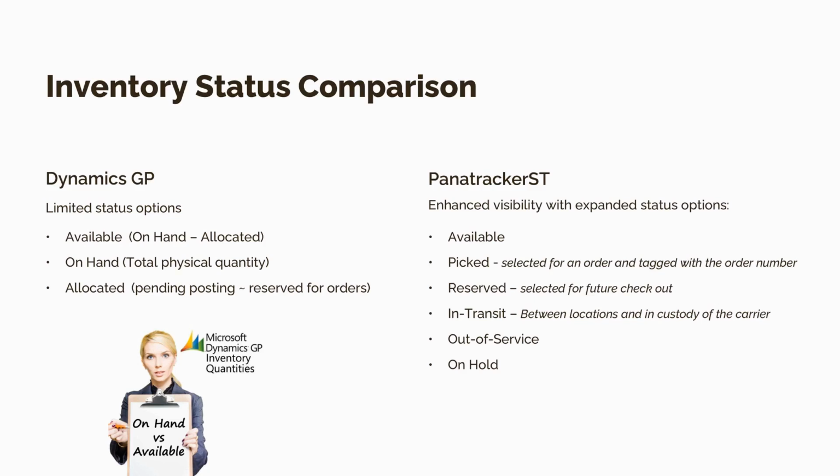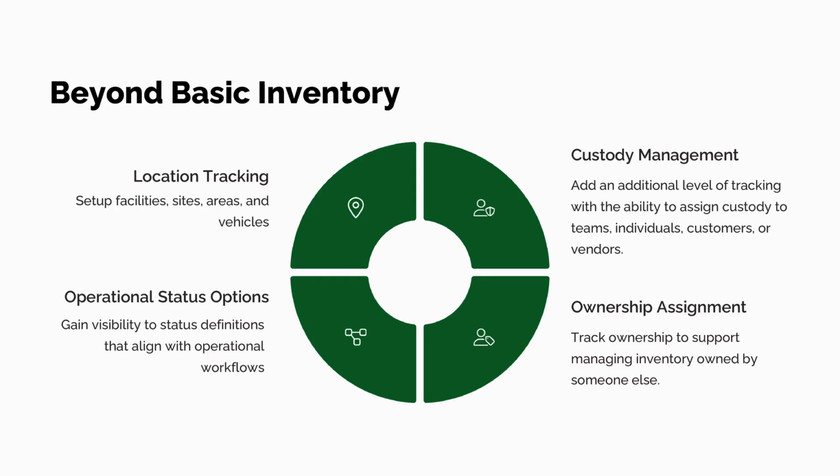Now, let's explore some additional differences in how PanatrackerST manages inventory. In Dynamics GP, allocations applied to on-hand inventory often obscure the true physical state and availability of inventory. Many customers were often confused by how allocations worked and what the available and on-hand inventory statuses actually represented. With PanatrackerST, we reimagined statuses to be more transparent and actionable, making it easier for users to have visibility to the true state and location of their inventory at any given moment. We designed the system with multiple layers of tracking to provide clear, actionable visibility into the true state of inventory.